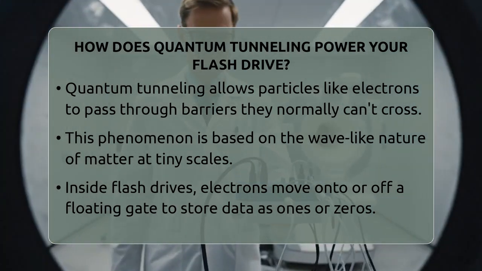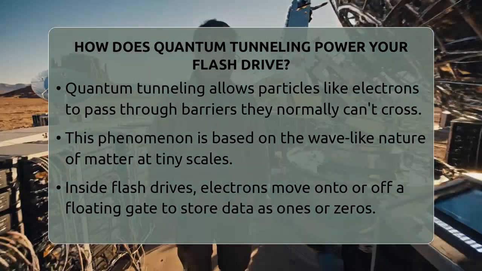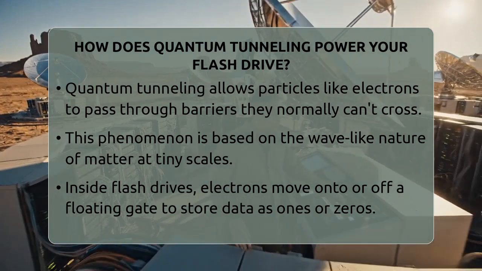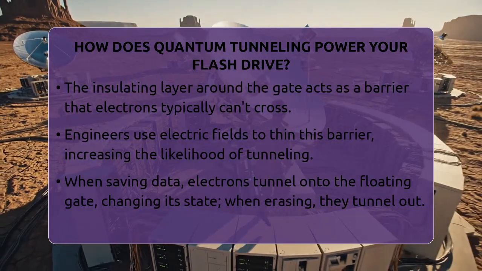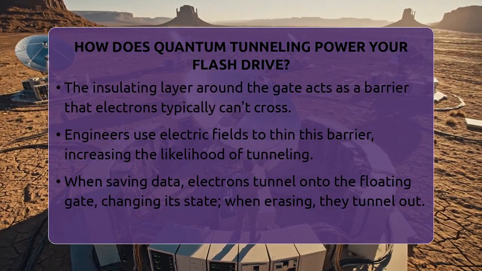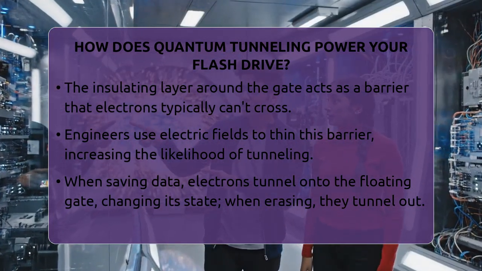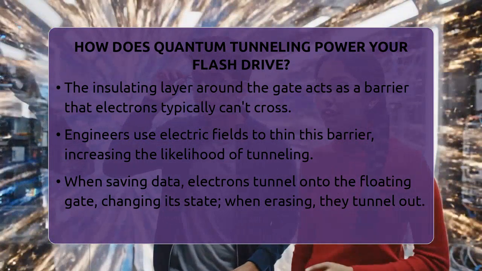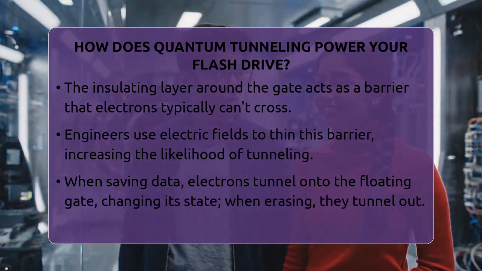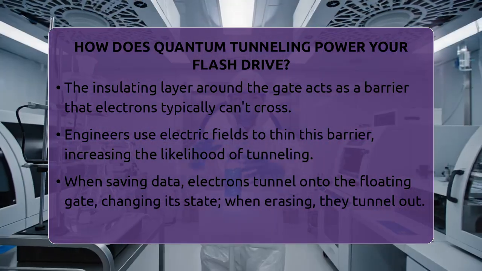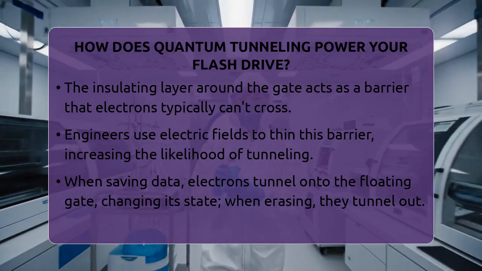Inside your USB stick or solid-state drive, there are millions of tiny memory cells. Each cell acts like a switch that stores data as either a 1 or a 0. To write data, electrons need to move onto or off a tiny floating gate inside the cell. But this gate is surrounded by an insulating layer, like a barrier that electrons normally can't cross.